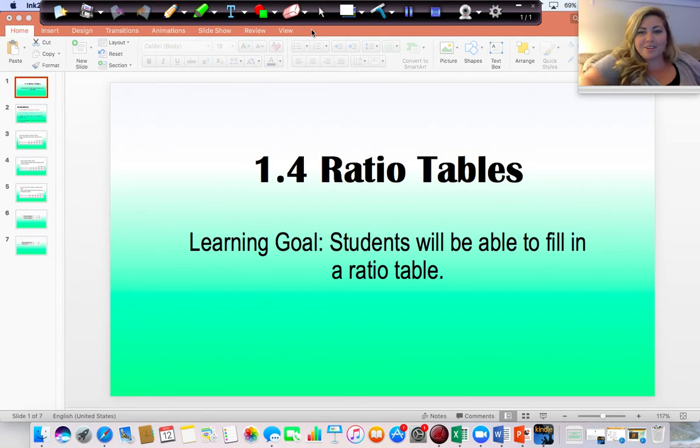All right, so let's go ahead and get started today. We are working on Chapter 1, Lesson 4, which is ratio tables. Students will be able to fill in a ratio table. That is where we are working towards.